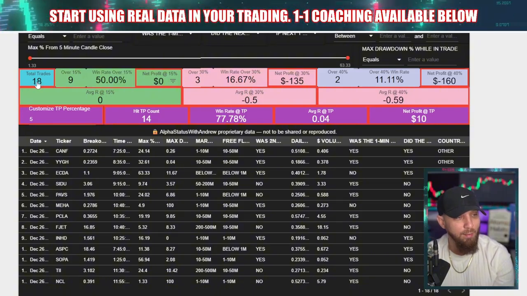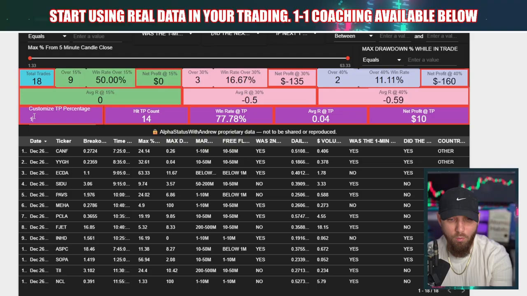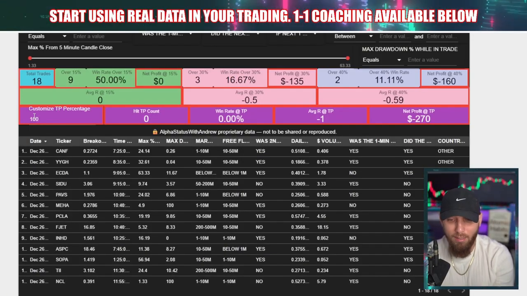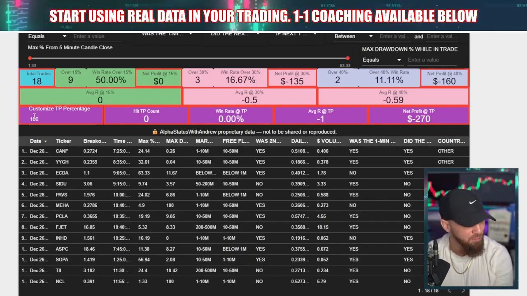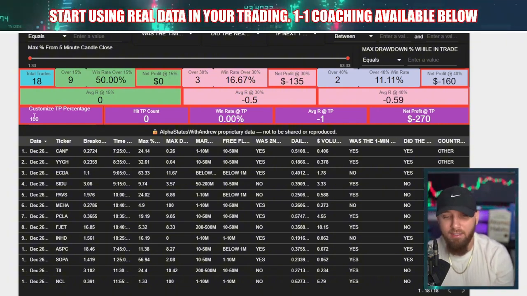So up here at the top, out of these 18 trades, only 3 of them ran for 30%. Only 2 of them ran for 40%, right? Overall win rate would have only been 11%. Down here at the bottom, I have the option where I can type in a customized take profit percentage. So if I want to see how many of these stocks ran for, let's do 100%, all I got to do is type that in, hit enter, and we can see that none of the stocks ran for over 100% after they broke out on the 5-minute time frame.